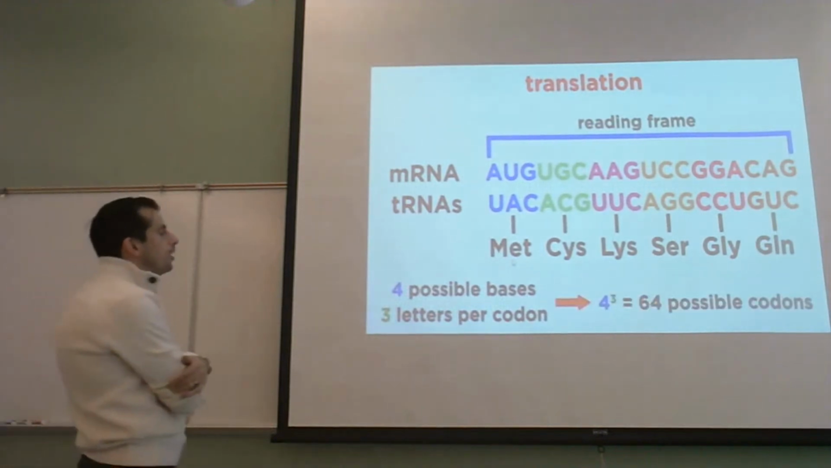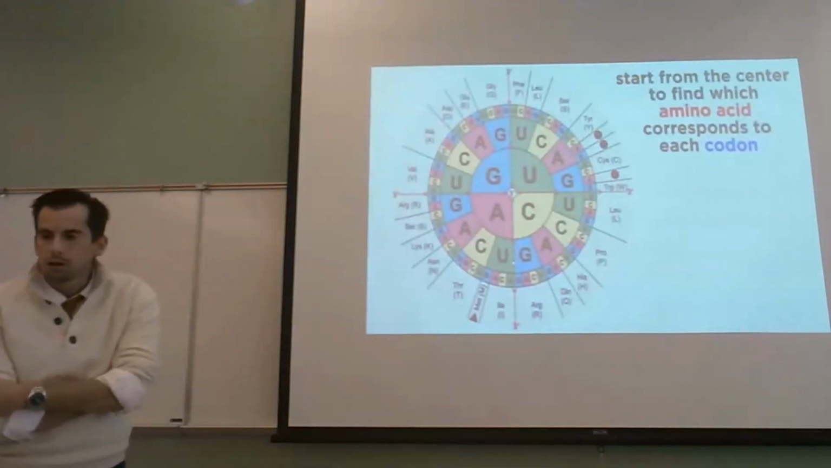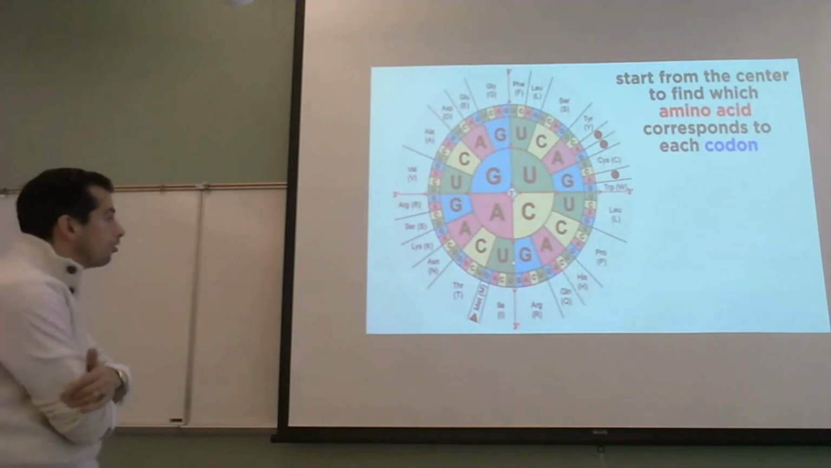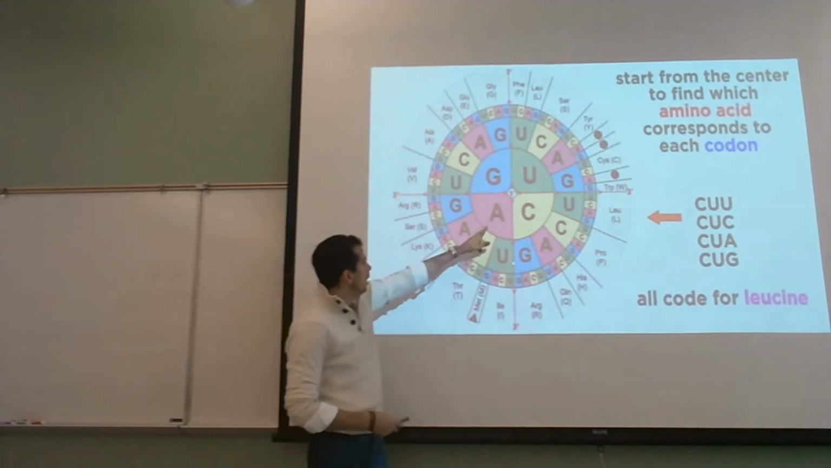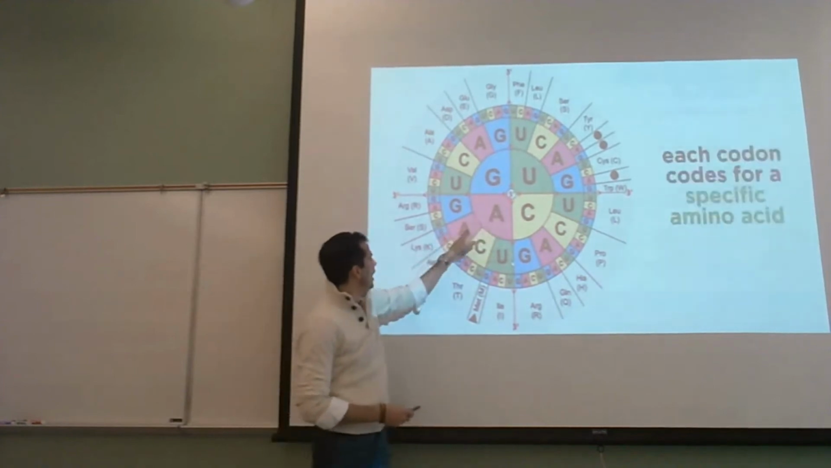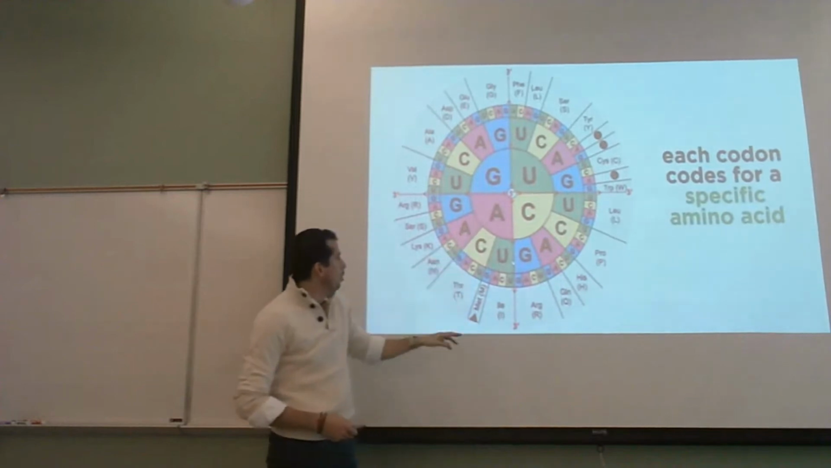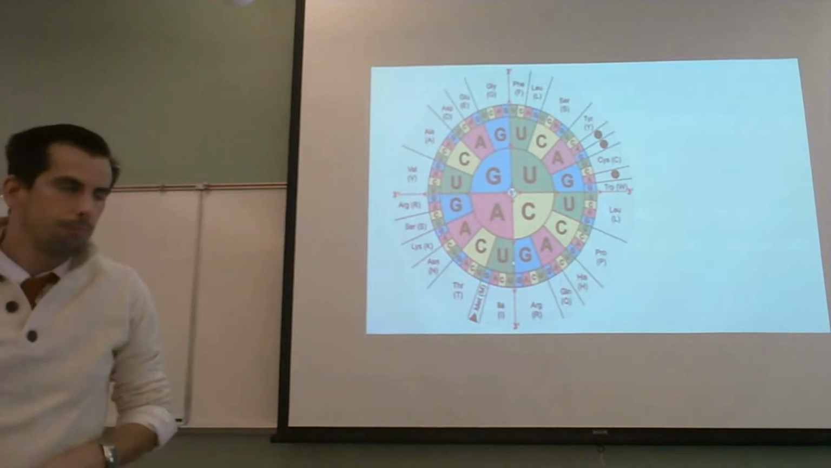And when you look at the potential combinations, the number of bases, 3 letters per codon, there's more than enough variability for every single amino acid. So for lysine, AAG, AAA, AAC, and AAU will all code for very specific amino acids.